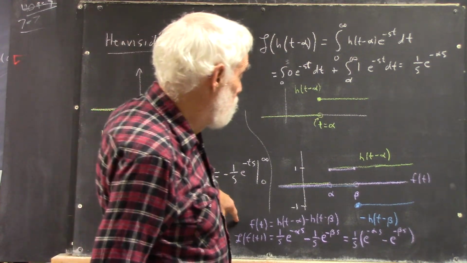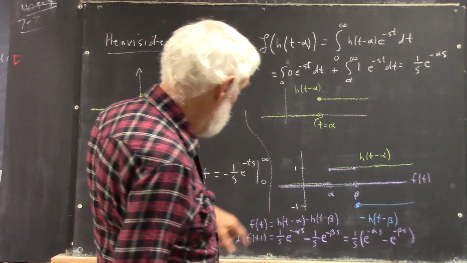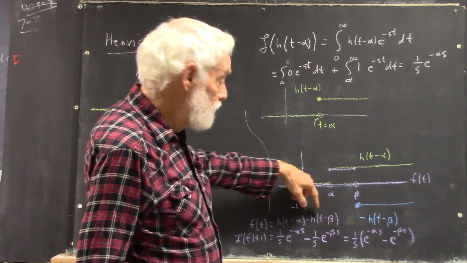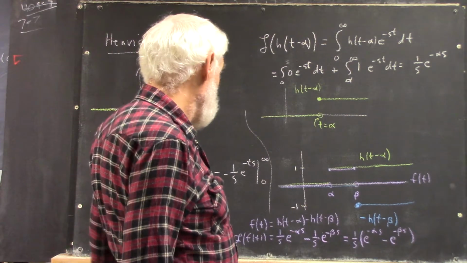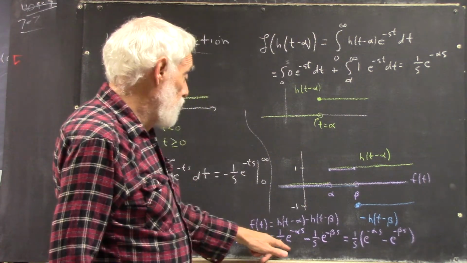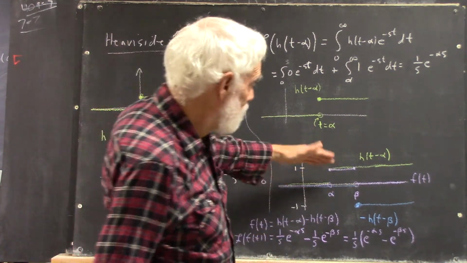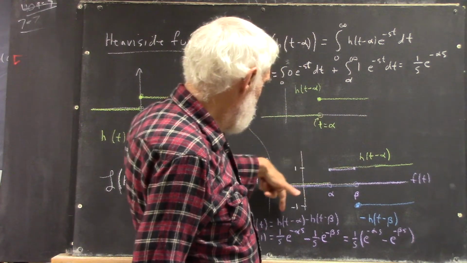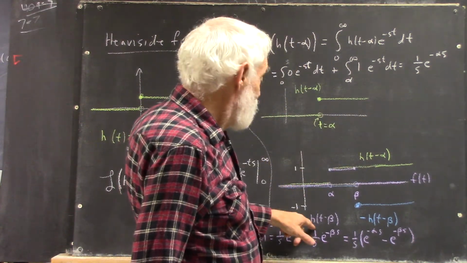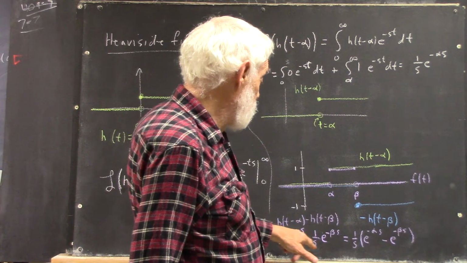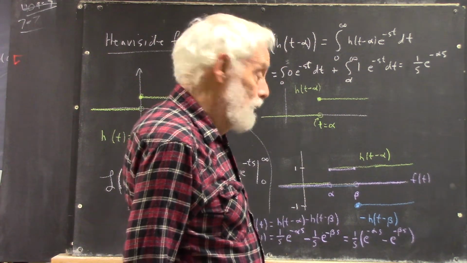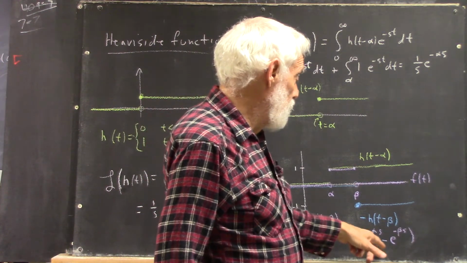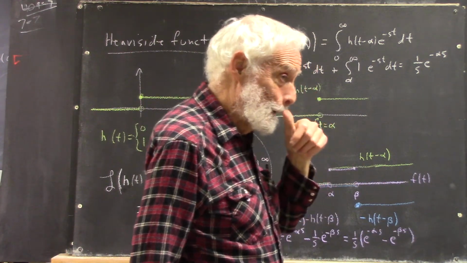So our f of t function, if this is our f of t function, is h of t minus alpha minus h of t minus beta. What's its transform? The transform is just 1 over s e to the negative alpha s, because that's the transform of h of t minus alpha, minus the transform of h of t minus beta, which is 1 over s e to the negative beta s. Okay? So we get 1 over s, e to the negative alpha s minus e to the negative beta s.